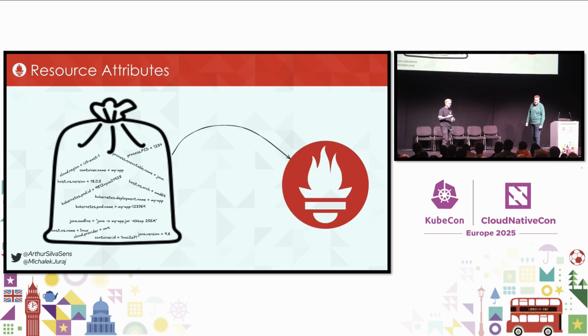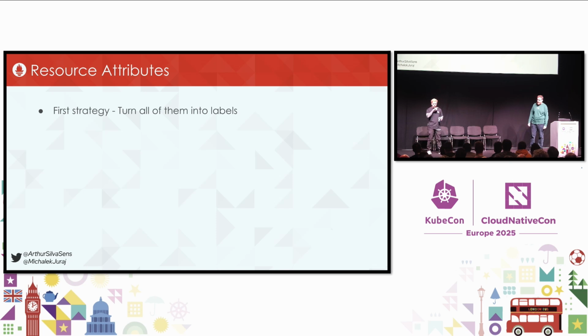But when we are sending this information to Prometheus, you just put that inside of a huge bag of information. We throw it to the other side, and we hope for the best. Hope is not a strategy. Things do not work as we want. And while trying to support resource attributes, we are iterating several times. And I think we are still not in the place we want to be.